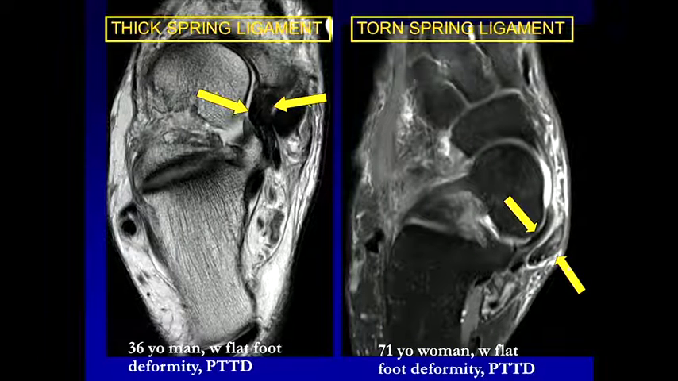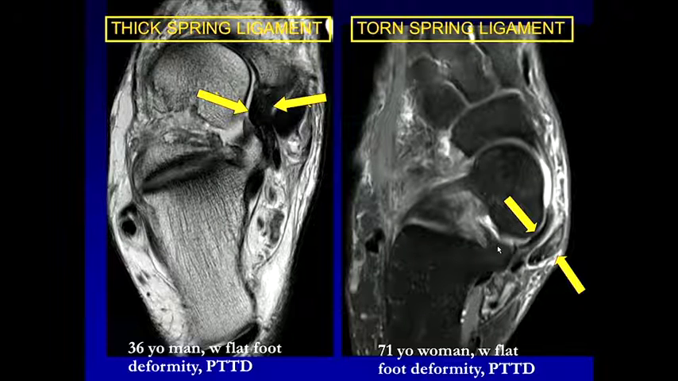Compare it to this patient with more advanced posterior tibial tendon rupture, and now we see that the superior medial component of the spring never reaches the navicular, and this is retracted and completely torn spring ligament.